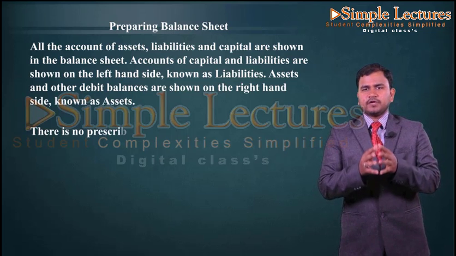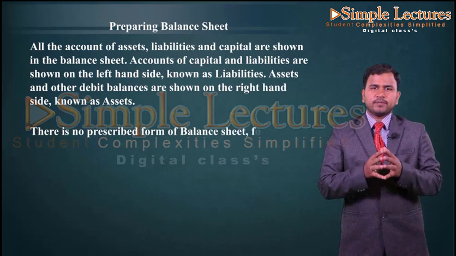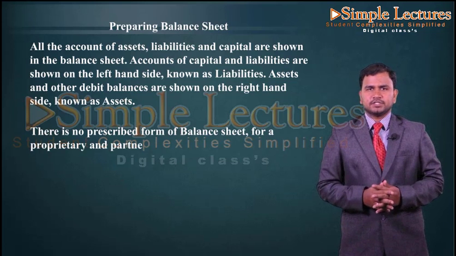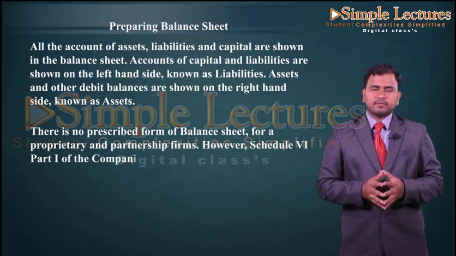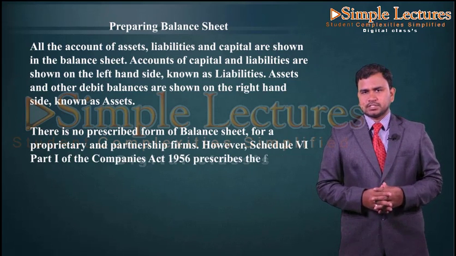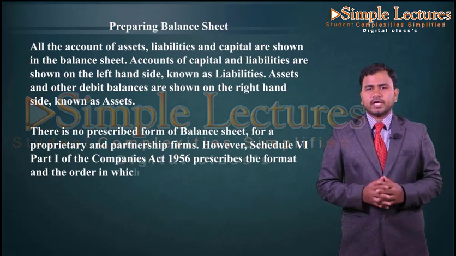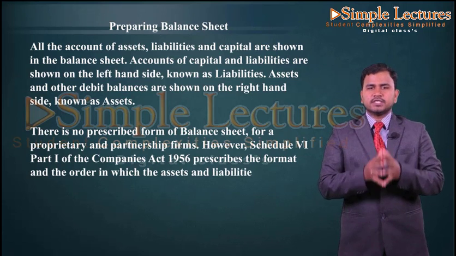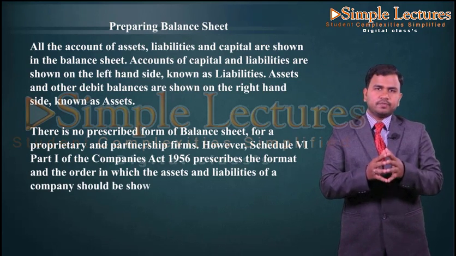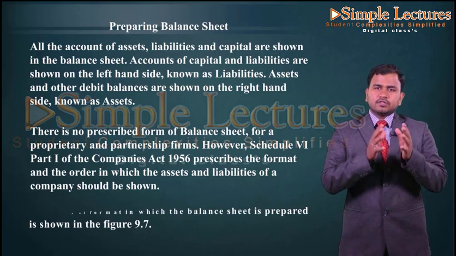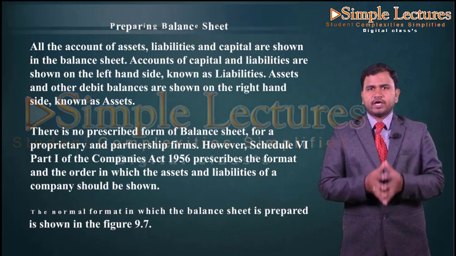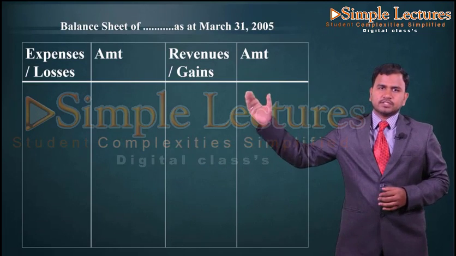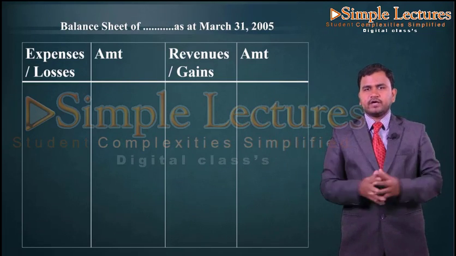There is no prescribed form of balance sheet for a proprietary and partnership firm. However, Schedule 4, Part 1 of the Companies Act 1956 prescribes the format and the order in which the assets and liabilities of a company should be shown. So here is the normal format in which we are going to prepare a balance sheet. We have liabilities on one side and assets on the other side.